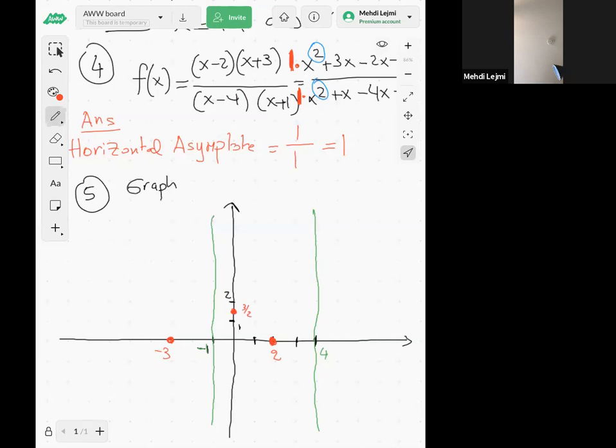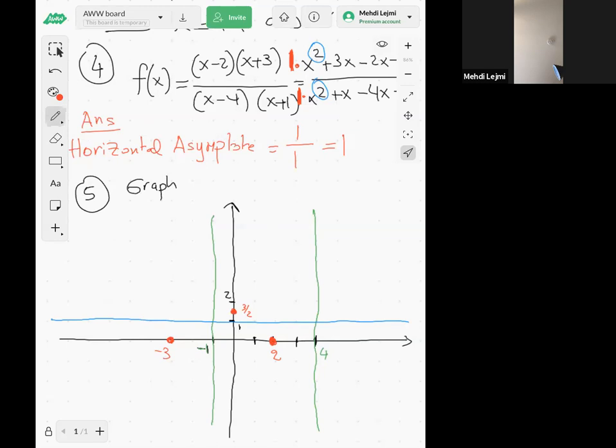And what else? I have, of course, my horizontal asymptote. That's y equals 1. This is my horizontal asymptote. All right, so anyway, guys, for the graph, you start from the horizontal asymptote.